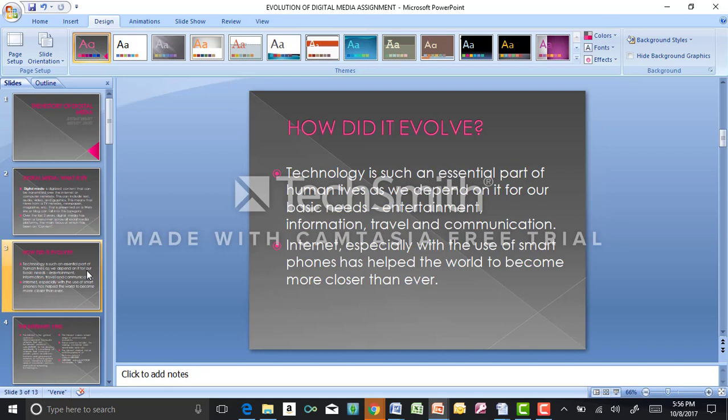How did it evolve? Technology is such an essential part of human lives as we depend on it for our basic needs, entertainment, information, travel, and communication. Internet, especially with the use of smartphones, has helped the world to become closer than ever.